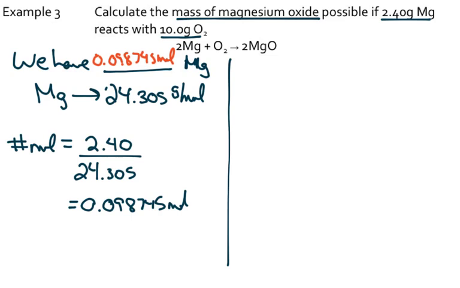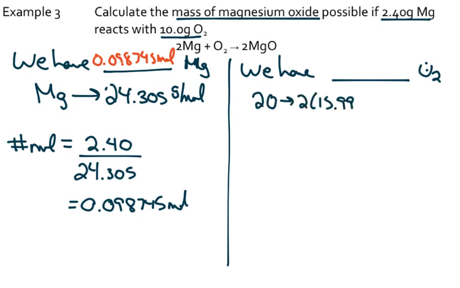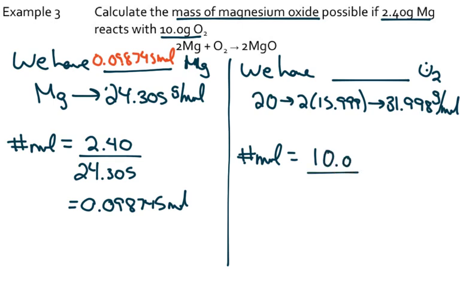Likewise, we need to calculate how many moles of oxygen we have. Not quite as easy for the molar mass of oxygen, but still one of the easier ones. 2 oxygen atoms weighing 15.999 gives us a molar mass of 31.998 grams per mole. And the number of moles of oxygen, mass 10.0 grams, divided by molar mass 31.998 gives us 0.31252 moles of O2.